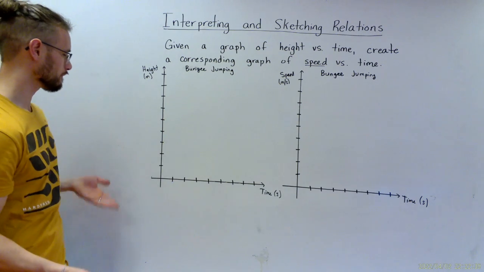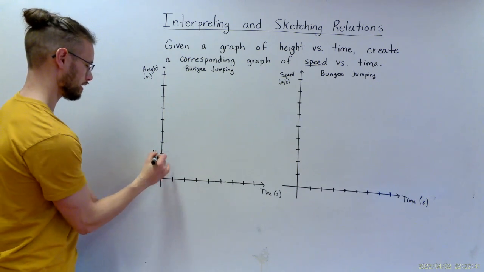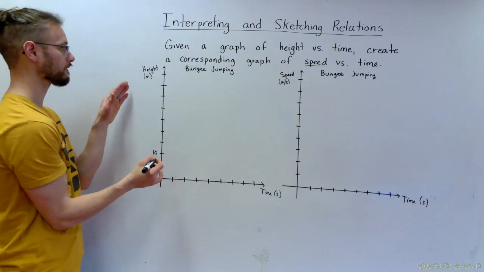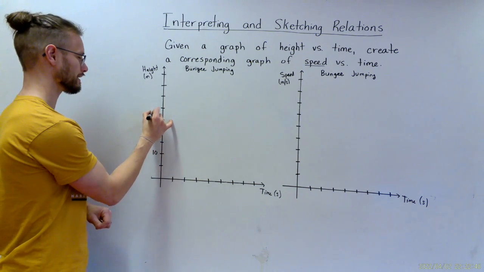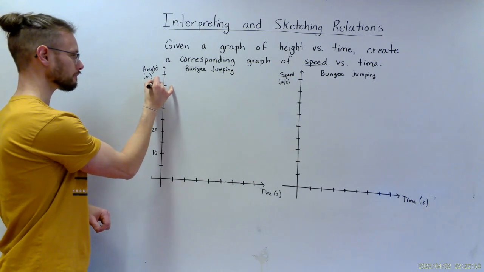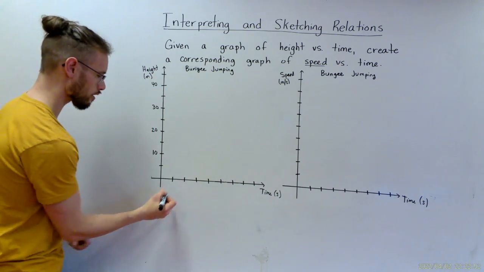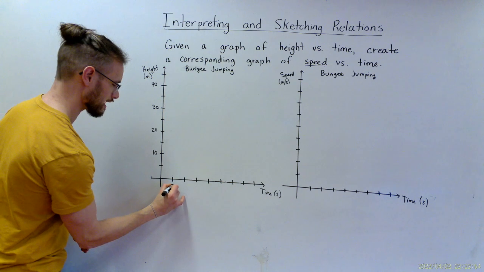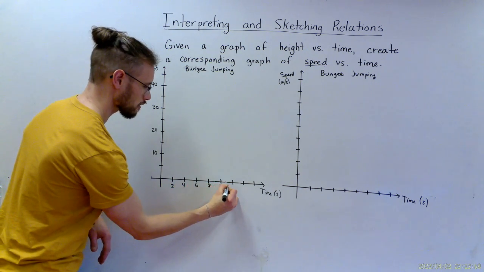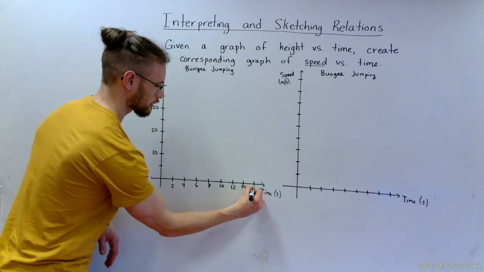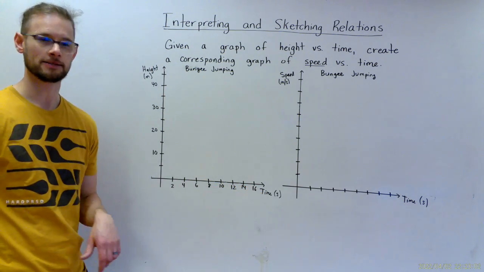So meters, let's just say we're going up along my vertical axis. Obviously height depends on time, so I'm going to go up by 10-meter increments that way. And I'm going to go up on the time scale. I'm going to say 2 seconds for every tick. All right, so there we go. I've gone up to 16 seconds.